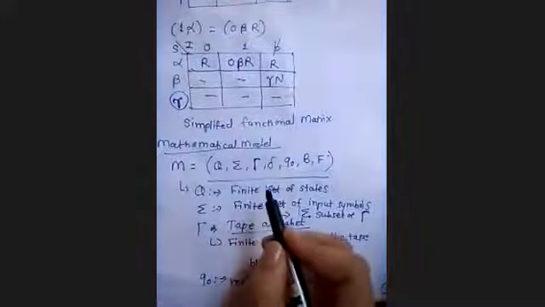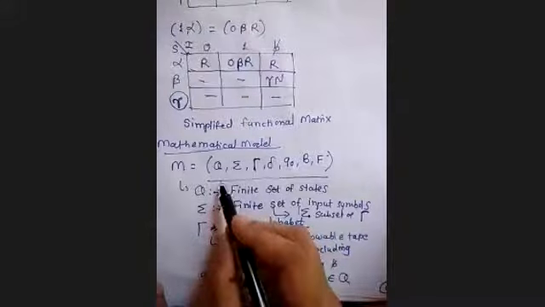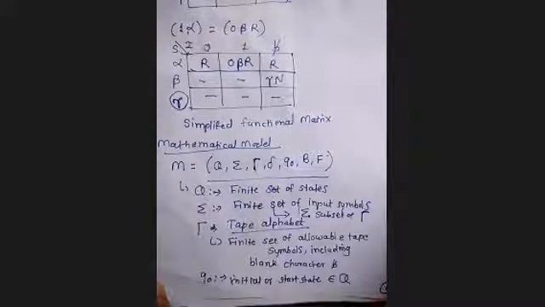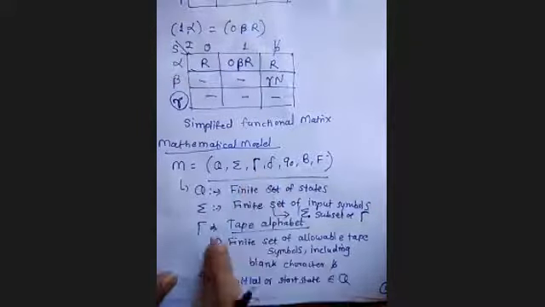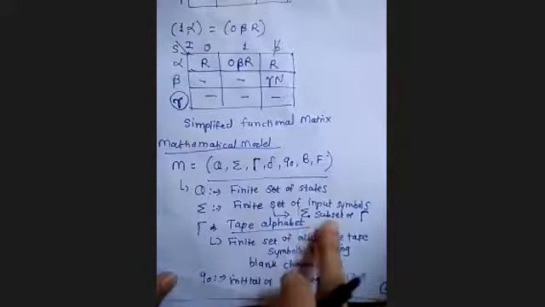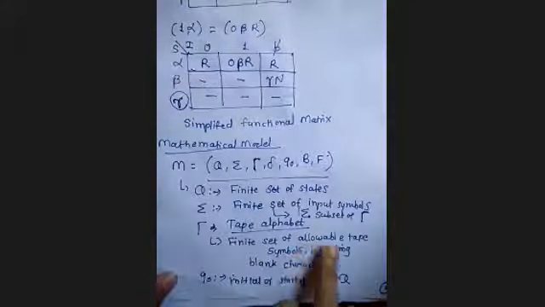So in the mathematical model, what we have seen is that there are 7 symbols. Q is what? It is a finite set of states. Sigma is a finite set of input symbols and gamma is the tape alphabet. Here the finite set of input symbols is a subset of the tape alphabet. So what does this indicate? It is a finite set of allowable tape symbols including the blank character.